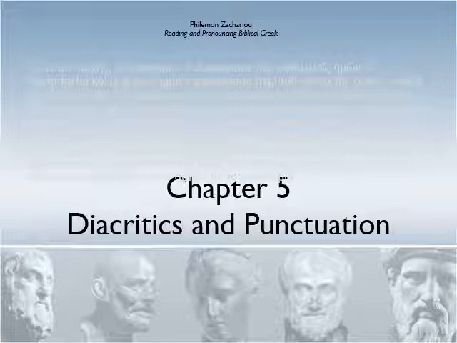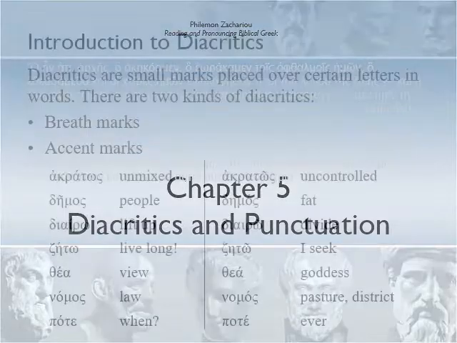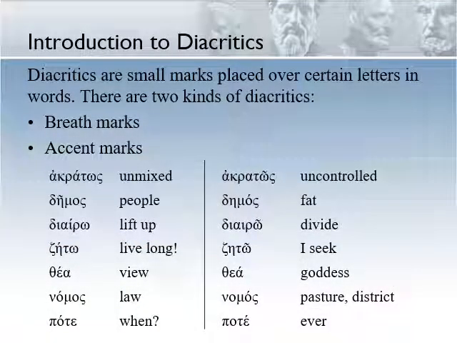In this video, we're considering chapter 5 on diacritics and punctuation. Diacritics are small marks written usually above the letters of the alphabet to help with the pronunciation and the interpretation. There are two kinds of diacritics in New Testament Greek. We have both breath marks and accent marks.